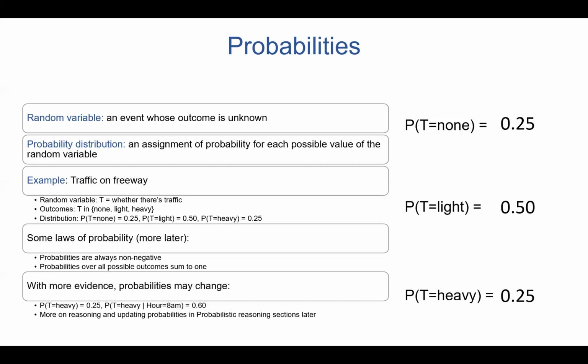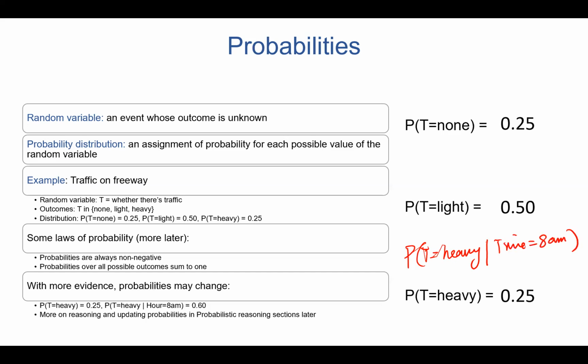In this course, just because we are starting with probability now, we're only talking about traffic being either none, light, or heavy. But what we are going to talk most about in this course is given some more evidence. Now, I say that there is no traffic, light traffic, or heavy traffic. What if it is 8 a.m. in the morning? If I'm providing more evidence, like the probability of T equals heavy, given that I know that it is 8 a.m. in the morning.